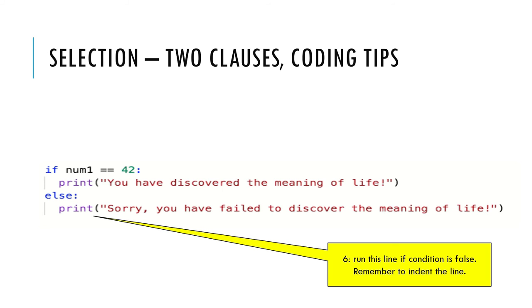And this is the code that we're going to run if this first test is false. So if the number equals 42, in this case, it's going to write out this first line, you've discovered the meaning of life. If the number is not equal to 42, it's going to say, sorry, you failed to discover the meaning of life.